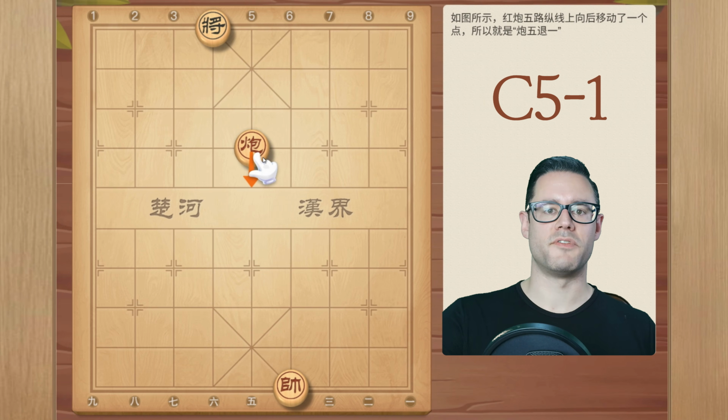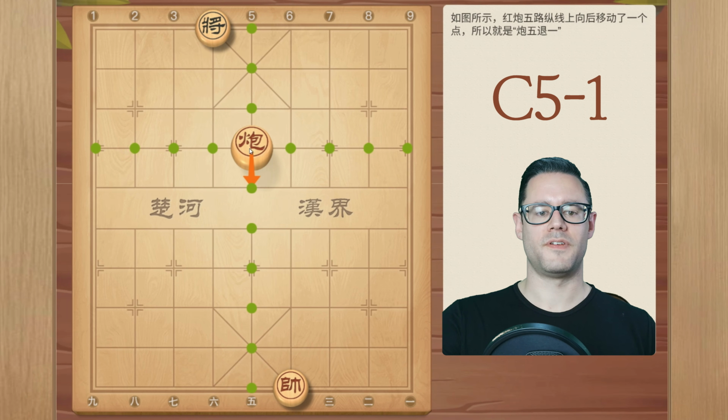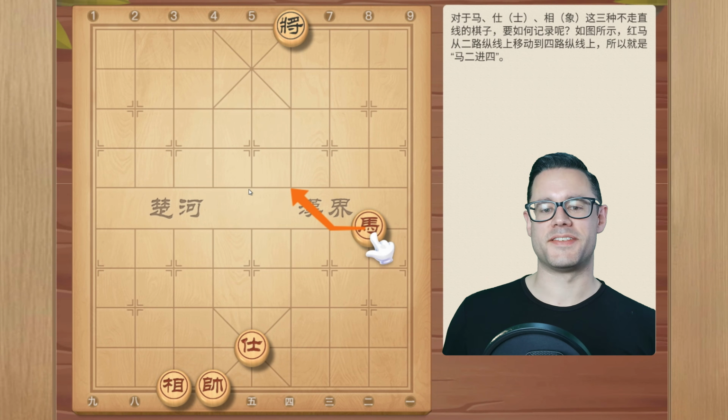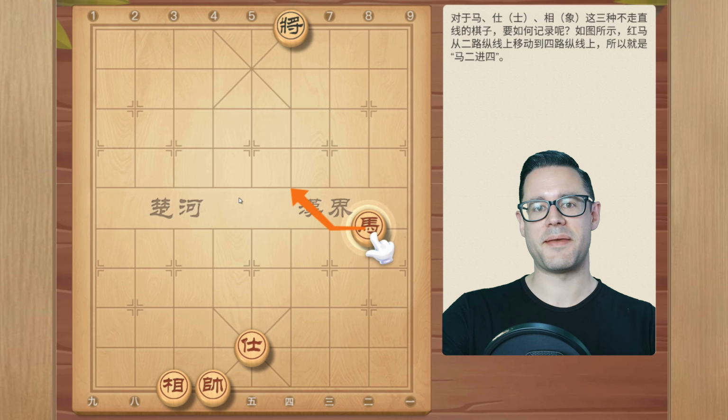Same thing if a piece moves backwards. In this case, it's the cannon on the 5th file moves backwards 1 space. C5 minus 1. So cannon on 5th file retreats 1 space. Okay, that's great, but how do you notate pieces that have more complicated motions like the horse or the elephant? Well, let's look at that. It's actually the same exact thing.